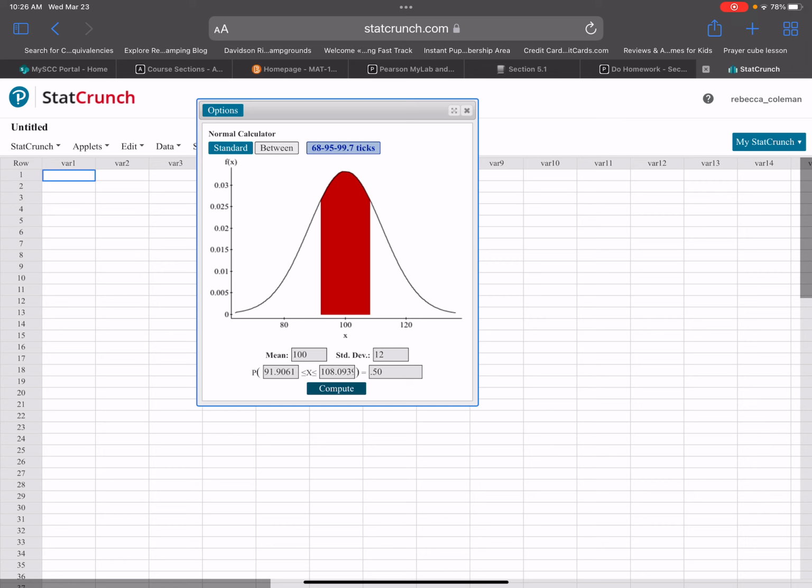They have unlimited attempts. The more you can work these, the more prepared you're going to be, and make sure for every single one you're noting if you're asked for a probability, an area, or a data value to be sure that you approach it the right way, whether you're using the table or using StatCrunch.